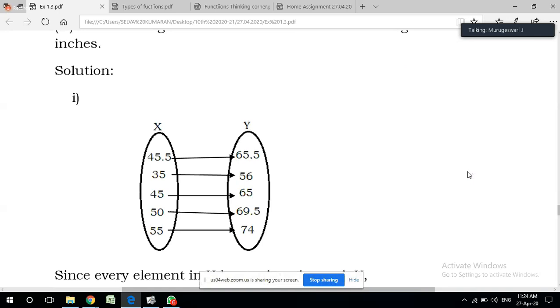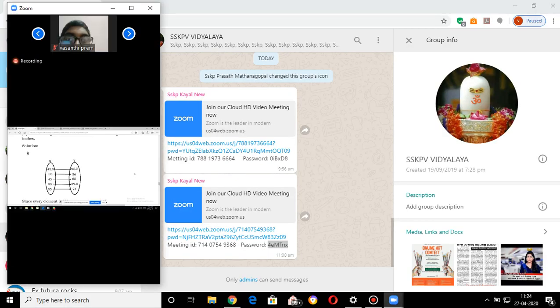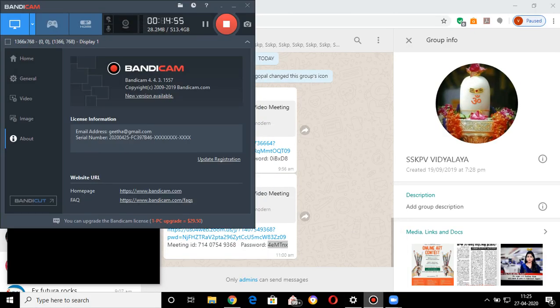In capital X for forehand length, and capital Y for height of a woman. Okay, using that arrow diagram, we clearly see that is a function because every element of x has a unique image in y, so that is a function. Okay, ma'am. What is second subdivision? You can find a and b using this equation given.